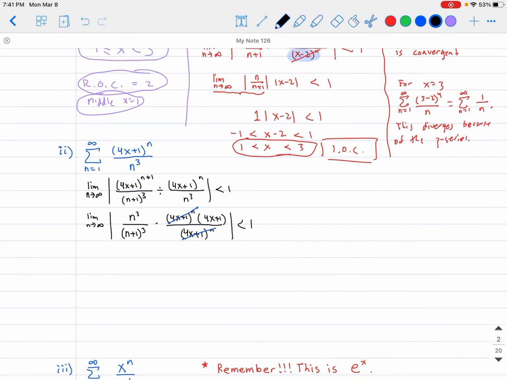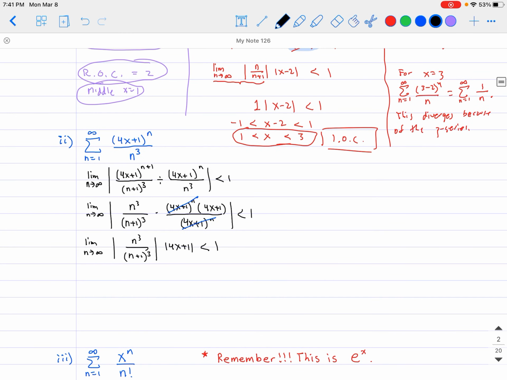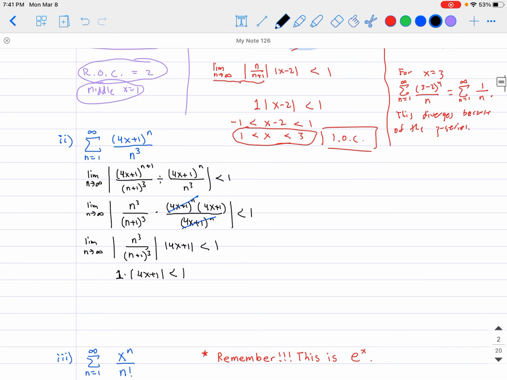So, limit as n approaches infinity, we have n cubed divided by (n plus 1) cubed. And then we have the 4x plus 1, which I'm going to isolate because it has nothing to do with n. And all that is less than 1. Fortunately, in this case, as n approaches infinity, the n cubed divided by (n plus 1) cubed goes to 1. So we can write that in there: 1 multiplied by the absolute value of 4x plus 1 is less than 1. And right there, that'll give us an idea as to where to go.